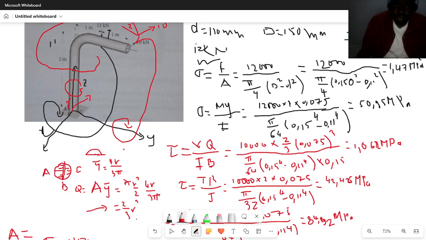It's much easier to understand when you're doing the stress distribution diagram. It is easy when we do the stress distribution diagram. Yeah, it's much easier to analyze. Oh, okay.